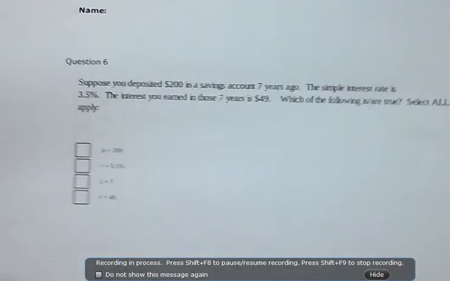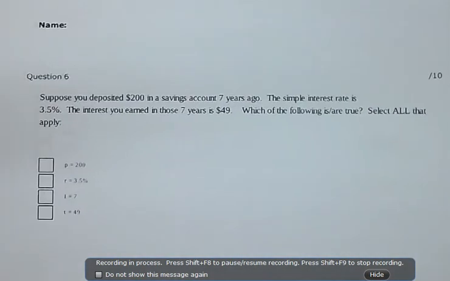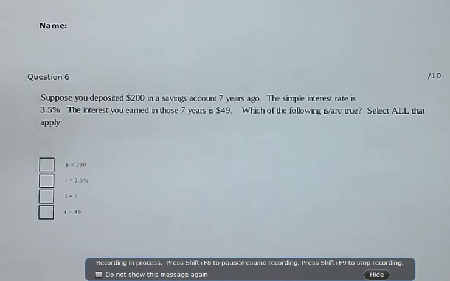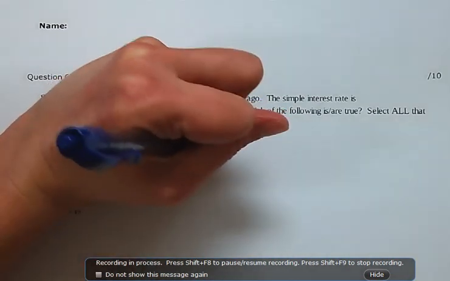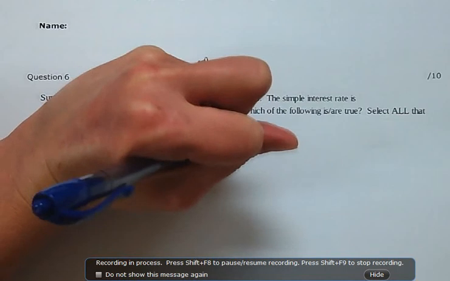So the next question that we see says, suppose you deposited $200 in a savings account 7 years ago. The simple interest rate is 3.5%. The interest you earned in those 7 years is $49. Which of the following is or are true? Select all that apply. So we know that our simple interest formula is I equals PRT.